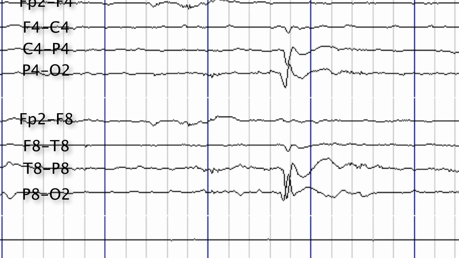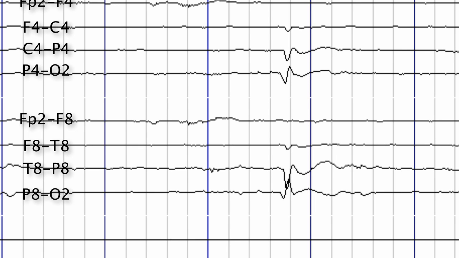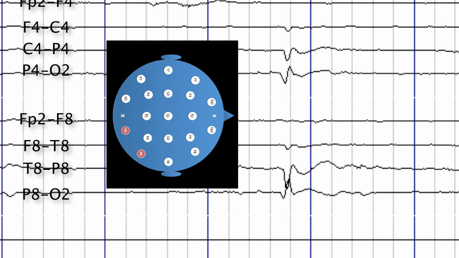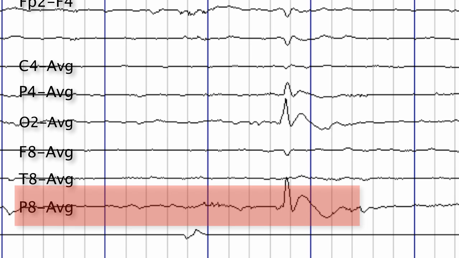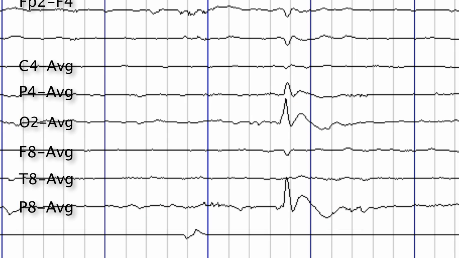If we look in the temporal chain, we see that there is a downward deflection at T8P8 and an upward deflection at P8O2. This would suggest that there is also a negativity at P8. Therefore, this discharge is maximal in the posterior temporal and occipital region. When we switch to an average reference montage, we indeed see that this discharge has a maximal electronegativity at P8 and O2. This discharge also has a very nice example of a classic high voltage aftercoming slow wave.